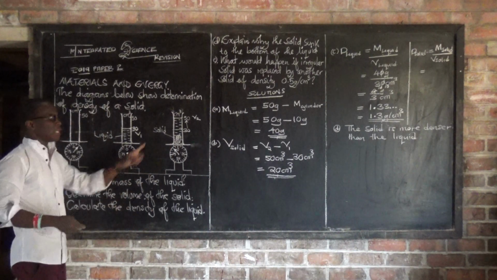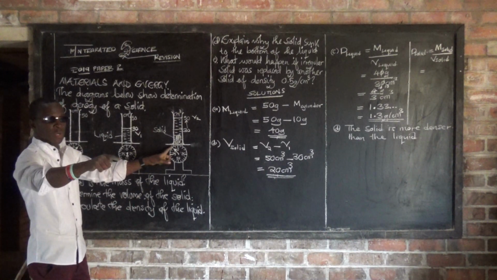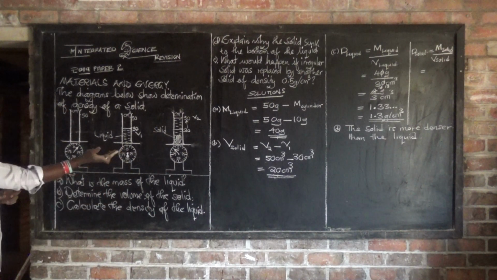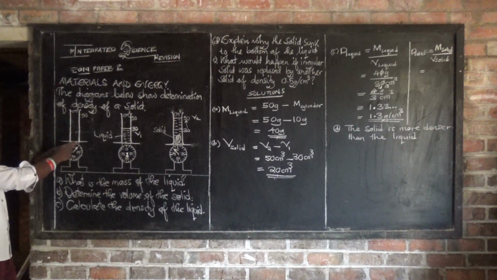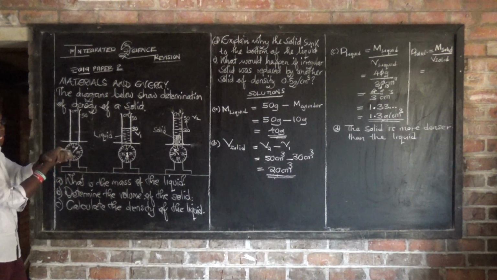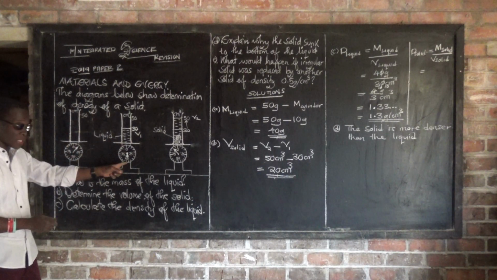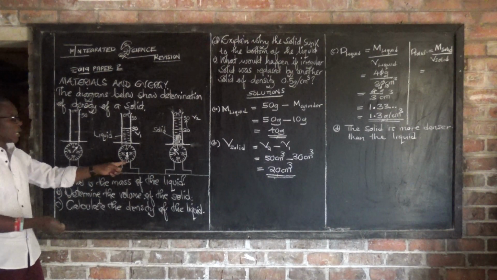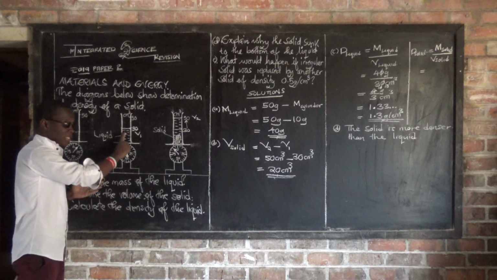The mass of the cylinder, plus the mass of the liquid, which is 40. Are we together? So the mass of the cylinder is 10. The mass of the liquid is 40. So 40 plus 10, you get 50. So this 50 is a combination of the mass of the cylinder and the liquid. Are we together? Yes.